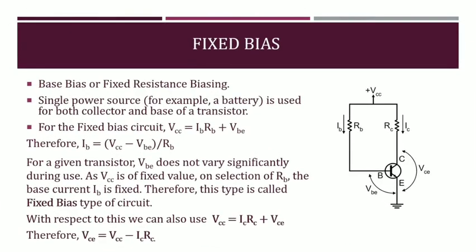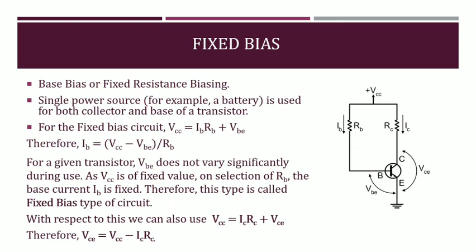First of all, we have to see about fixed bias. Fixed bias is also known as base bias, or otherwise it is called a fixed resistance biasing. In this, a single power source is used for both collector and base of a transistor. For this fixed bias circuit, VCC is defined by base current into base resistance plus base emitter junction voltage. So we can give IB as VCC minus VBE divided by RB.